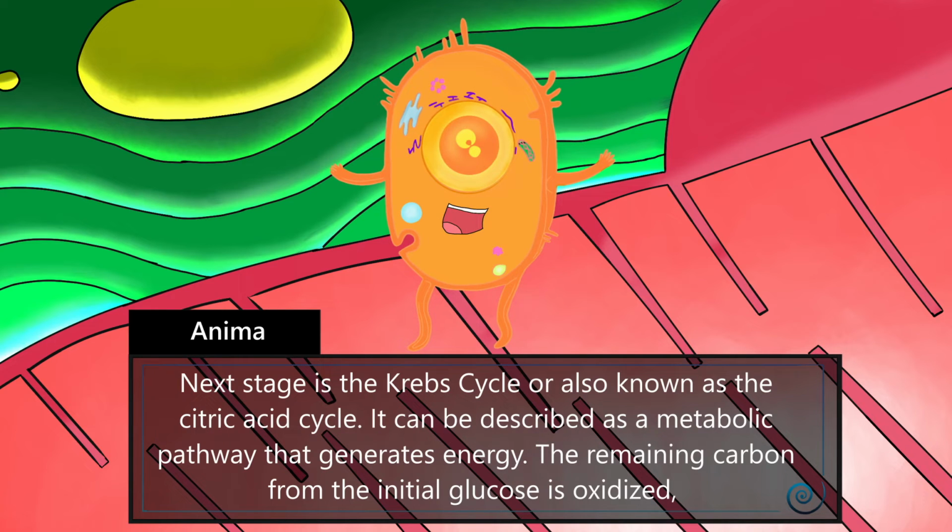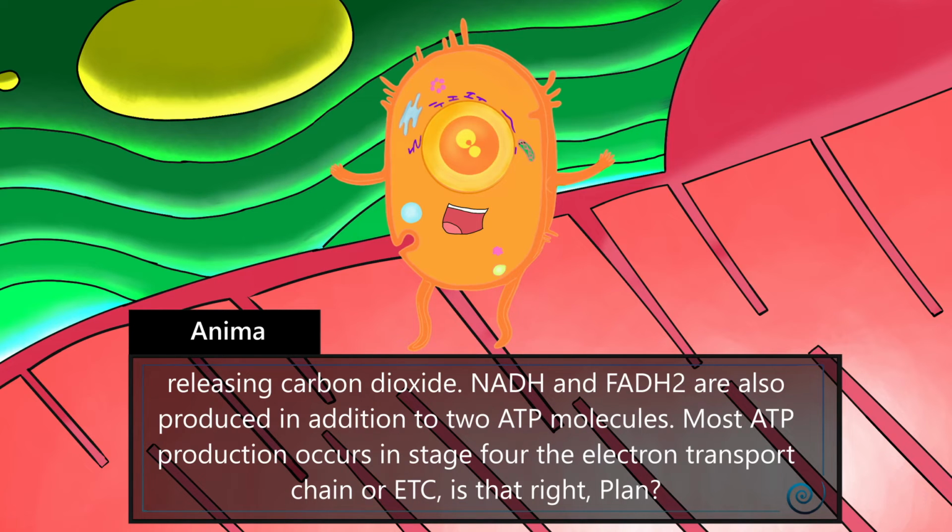The next stage is the Krebs cycle, also known as the citric acid cycle. It can be described as a metabolic pathway that generates energy. The remaining carbon from the initial glucose is oxidized, releasing carbon dioxide. NADH and FADH2 are also produced, in addition to 2 ATP molecules. Most ATP production occurs in stage 4, the electron transport chain, or ETC.